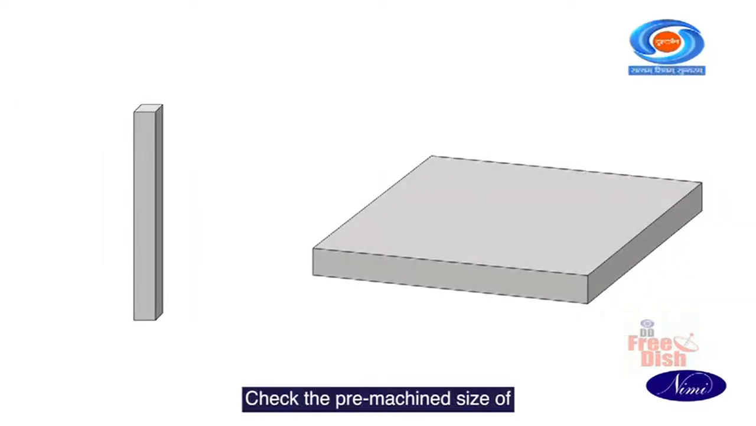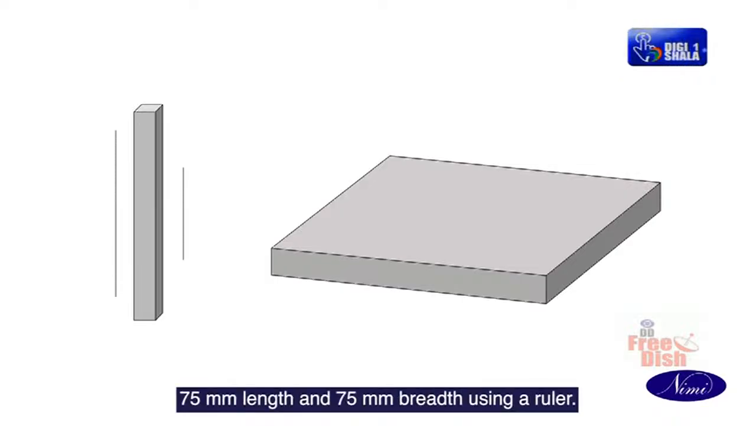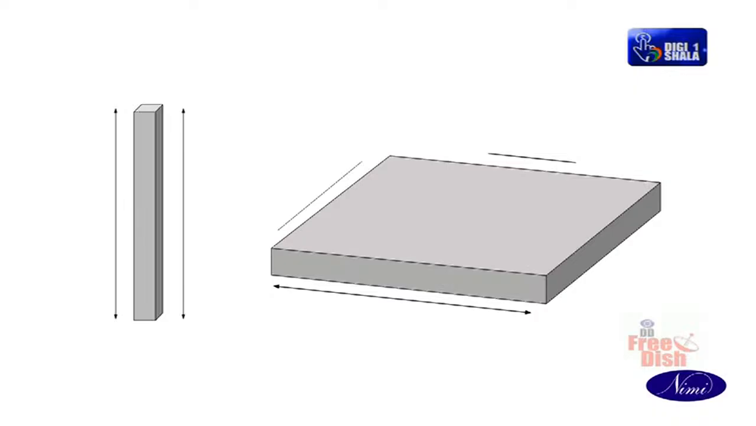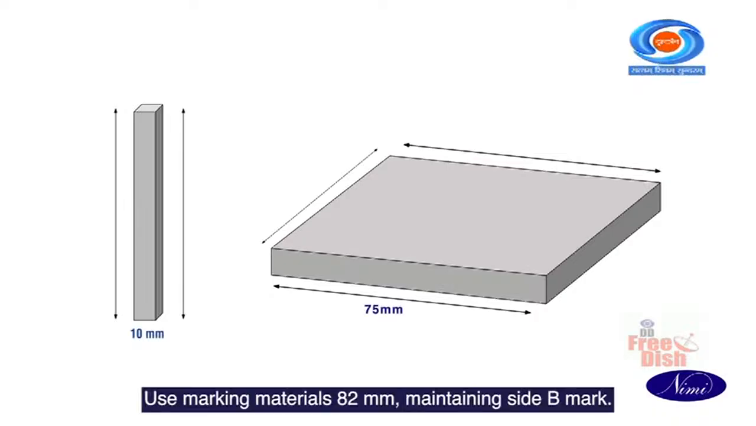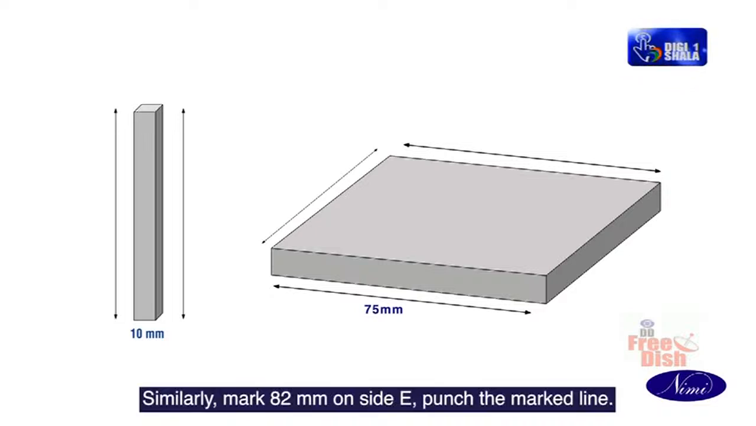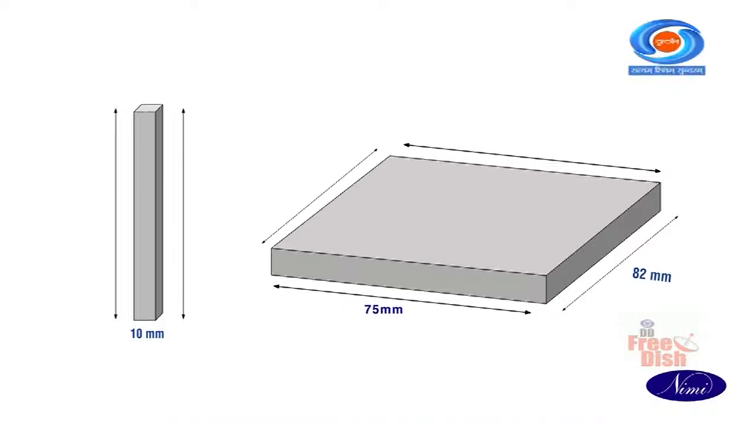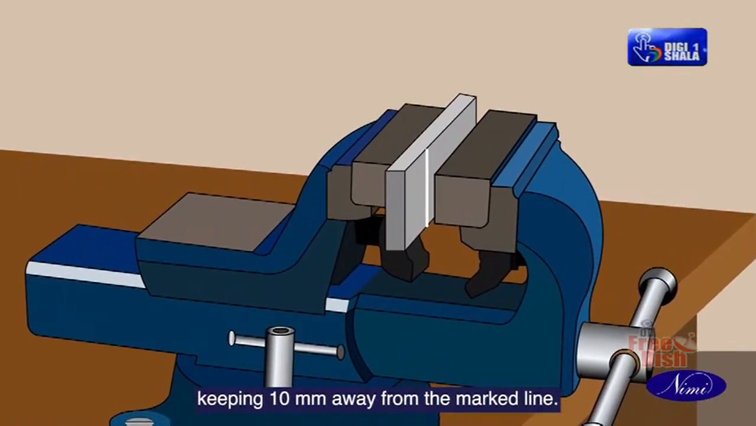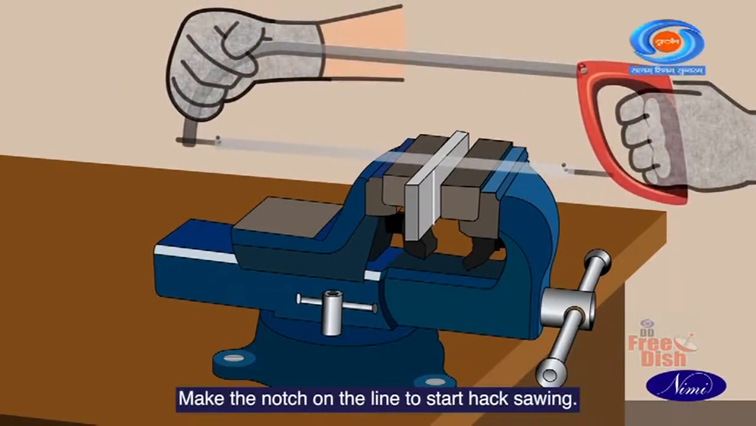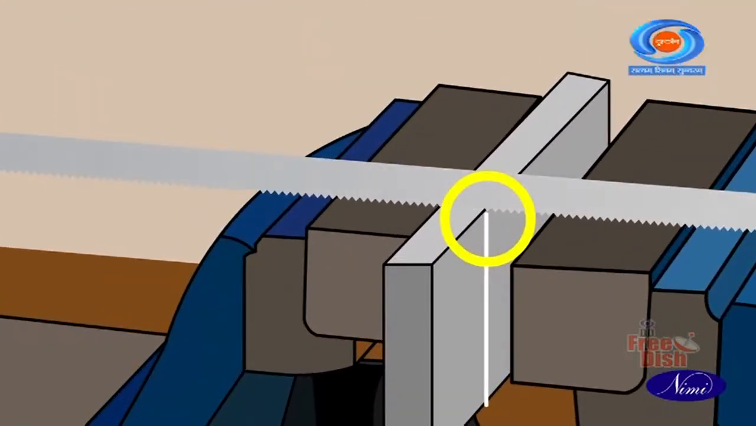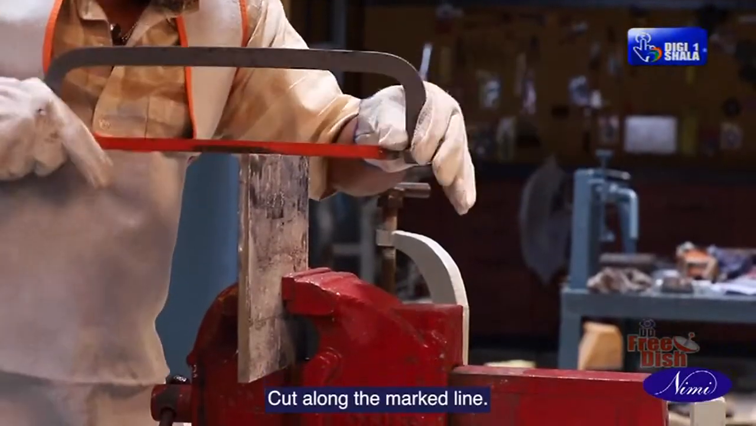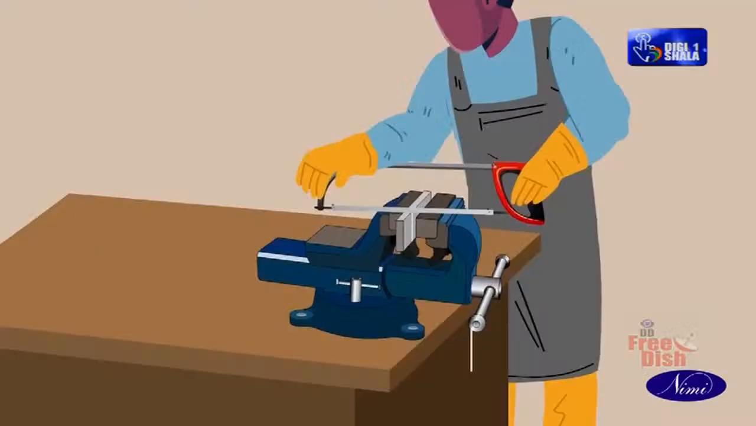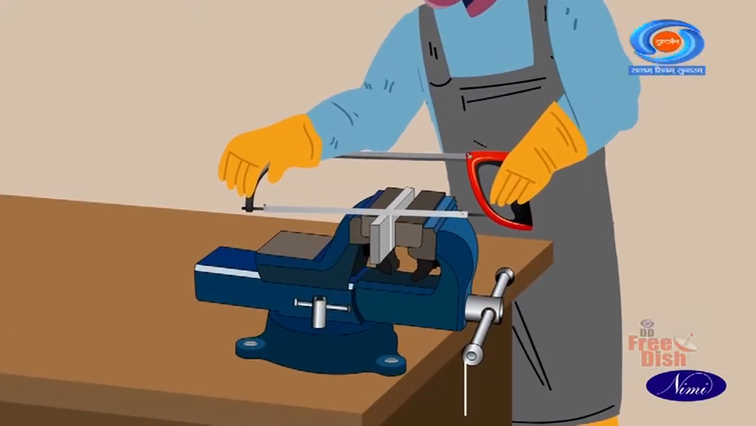Check the pre-machined size of 75 mm length and 75 mm breadth using a ruler. Use marking materials to mark 82 mm maintaining side B mark. Similarly, mark 82 mm on side E. Punch the marked line. Hold the job in the bench vise, keeping 10 mm away from the marked line. Make the notch on the line to start hacksawing. Cut along the marked line. Similarly, cut on the other side.